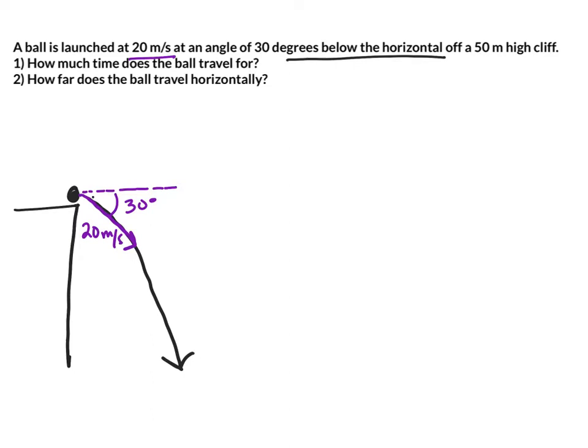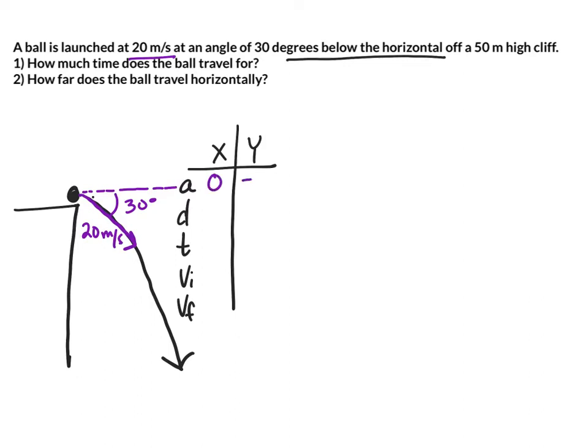So let's go ahead and create a table of the variables that we know to begin with. For this, I always set up the table in X and Y. We don't know everything, but it gives us a good start over what we have. So we know our accelerations for these problems, unless told otherwise: your horizontal acceleration is 0 meters per second squared, and your vertical is negative 9.8 meters per second squared.